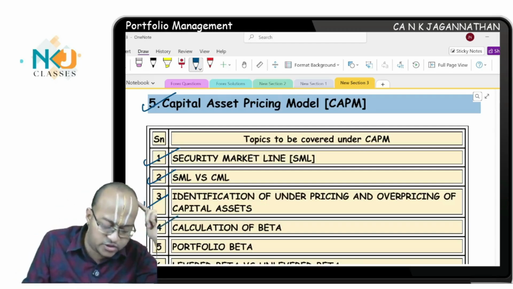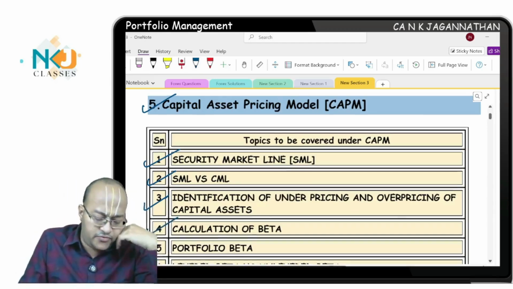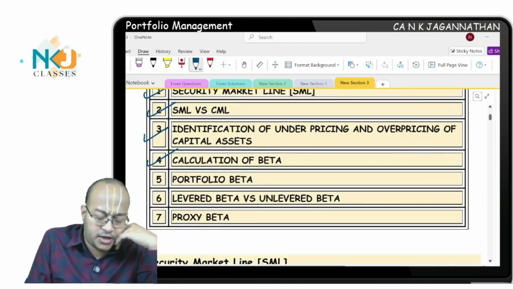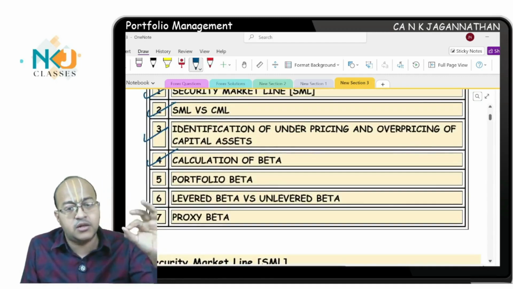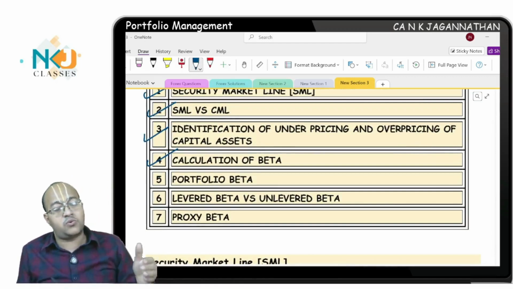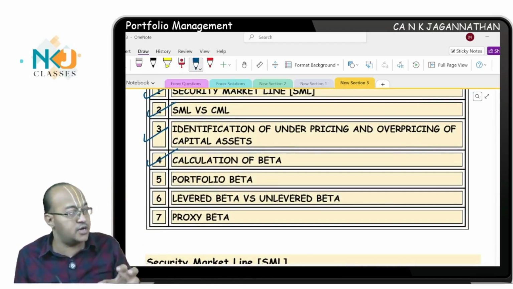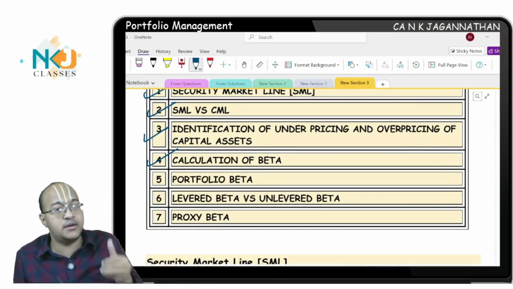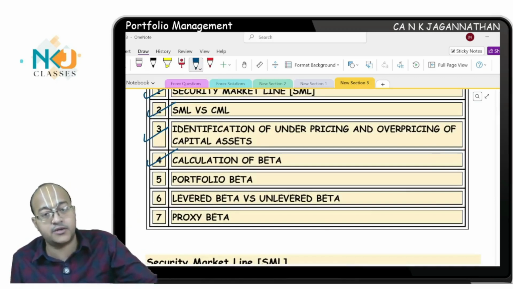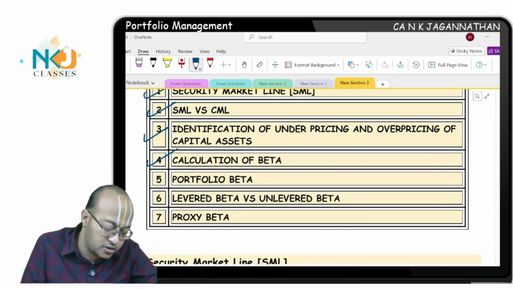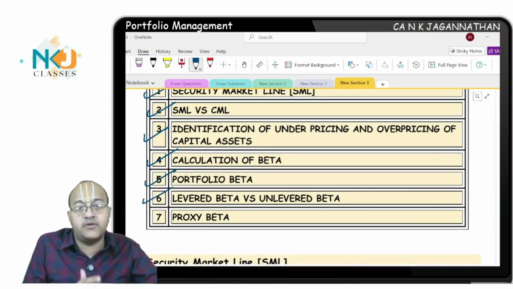Okay, next calculation of beta. Okay, everything about beta we are going to learn. So beta, there are 6 formulas for computing beta. 3 formulas we will learn in this segment. Okay, in this segment we will learn the correlation based formulas. Then in the regression analysis, in the Sharpe single index model, 3 more formulas will come into picture. Next, portfolio beta, levered, unlevered beta and proxy beta, everything we are going to discuss.